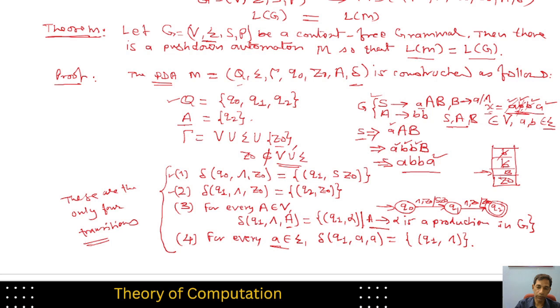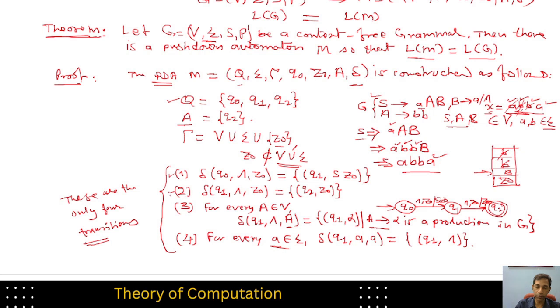Second situation, if the top symbol of the stack is an element from sigma, meaning a terminal symbol, then you check what the input symbol is. If the input symbol and the top of the stack symbol are the same, then matching is done and you can delete. And this is the kind of transition you have to do at the state Q1. So 2, 3, 4, these are the transitions from the state Q1.